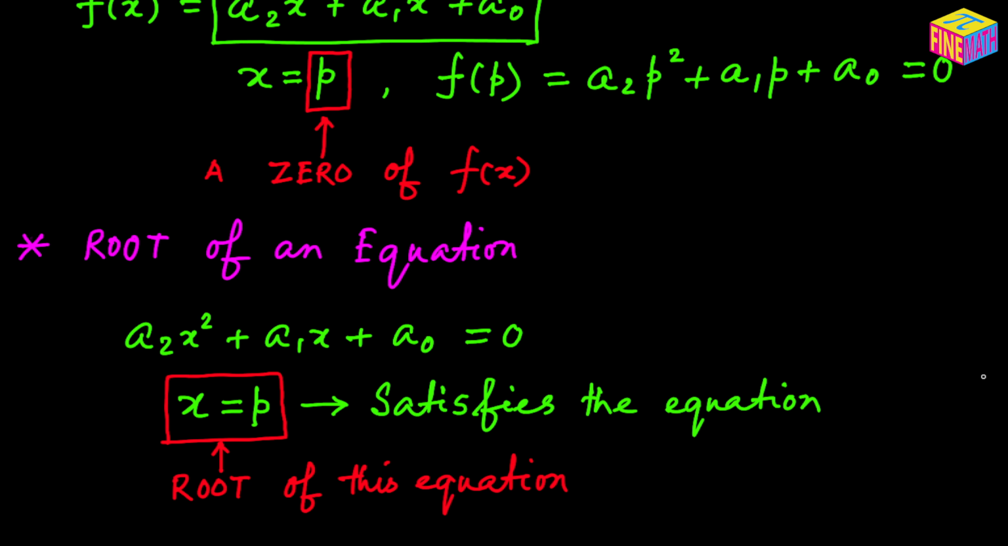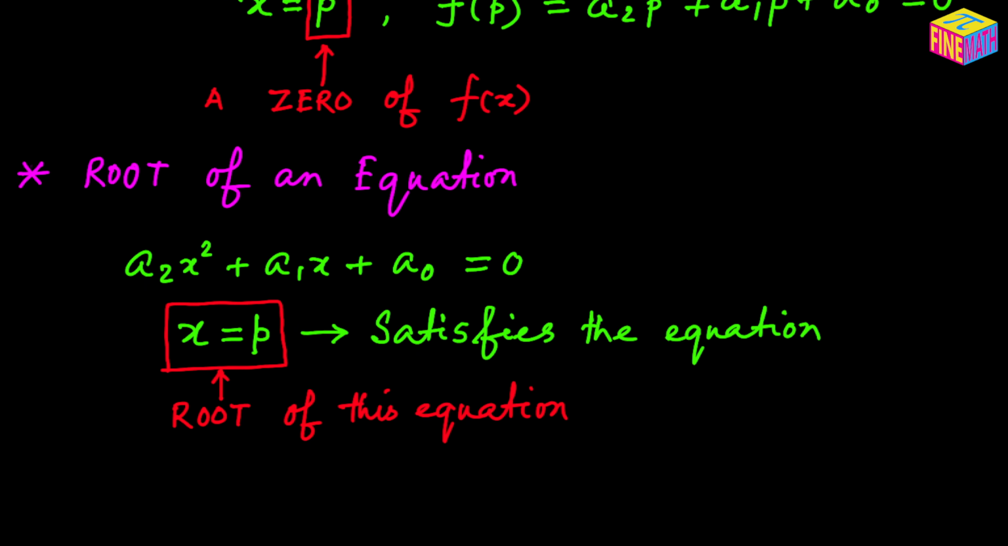And similarly, if we have another value of x which might satisfy the same equation, suppose x equals q also satisfies the same equation, then this will also be called a root of that equation. This is just the other root, right? So x equals whatever value satisfies the equation will be called a root of the equation.